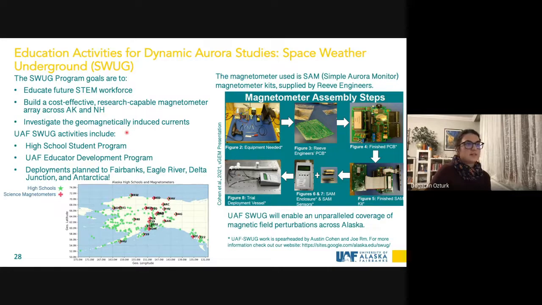We have a year-round high school student program where students can volunteer and work every week, a dedicated number of hours, to build their magnetometer kits. Or in the summer, we have a 1-week educator development program where we bring high school educators and provide them the magnetometer kits and all the equipment necessary, as well as classes on space weather and auroral phenomena to bring them up to speed so that they can go back and start their own satellite SWAT programs.